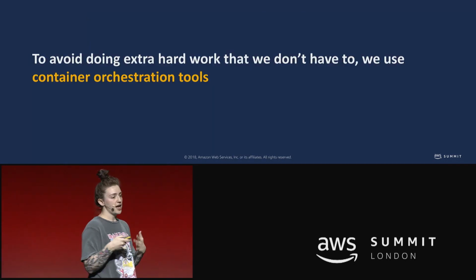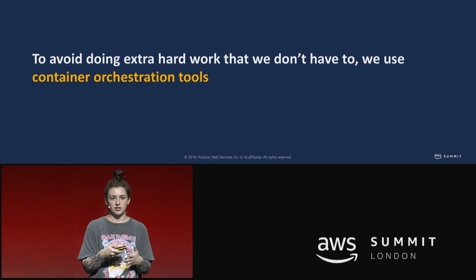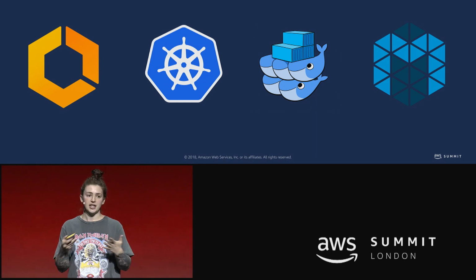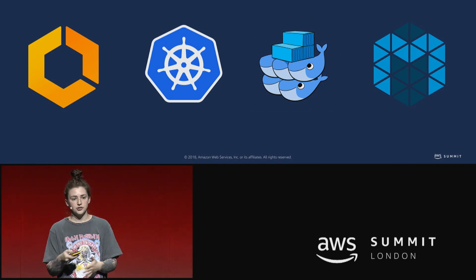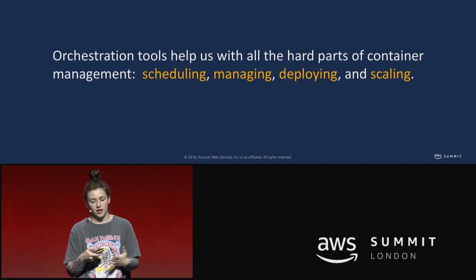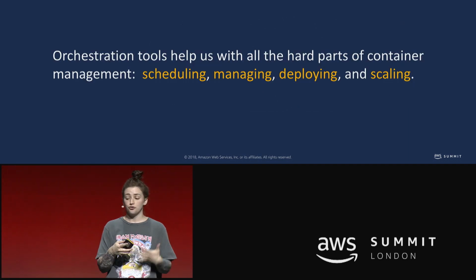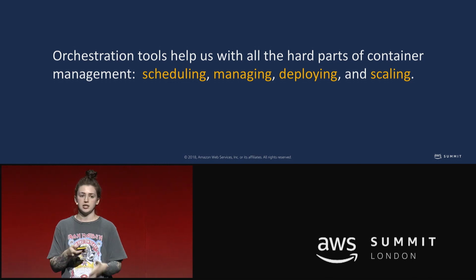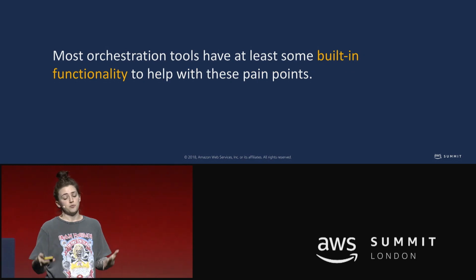To avoid doing extra work managing these containers that we don't have to, we turn to orchestration tools. That's something like ECS or Kubernetes or Docker Swarm or Mesos, tons of options out there. But what these orchestration tools are for is helping us with all the tricky bits of container scheduling. So it's the scheduling, the managing, the deploying, and scaling, and resource management.